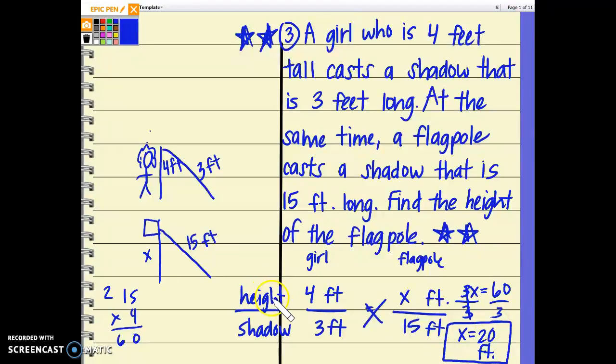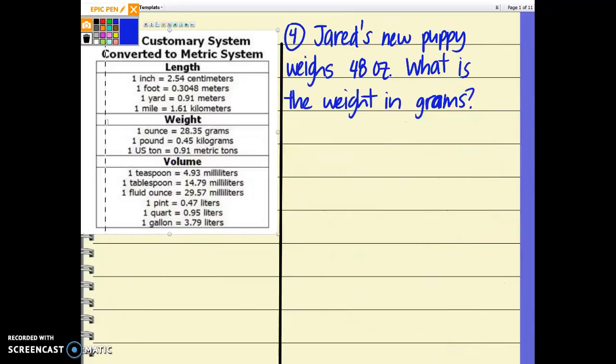So again, just put your height over your shadow, or you can flip it over if you want to and put shadow over height. Just be sure that your corresponding pieces go together. Alright, so the last example, you'll need this conversion chart as you start going through your homework assignment tonight. So you may just want to refer back to this part of the video to help you out.